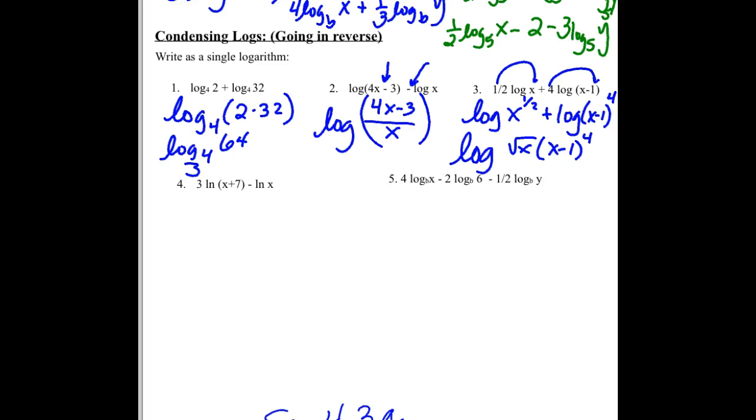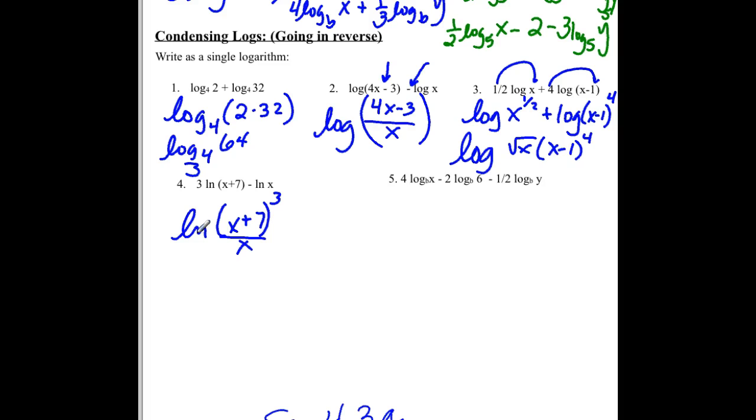Okay, question 4. Try this one at your tables. Okay, Josh, I think you were the last one. Who are you going to pick on? ln of the quantity x plus 7 to the power, divided by x. Like that? Yeah. Okay.